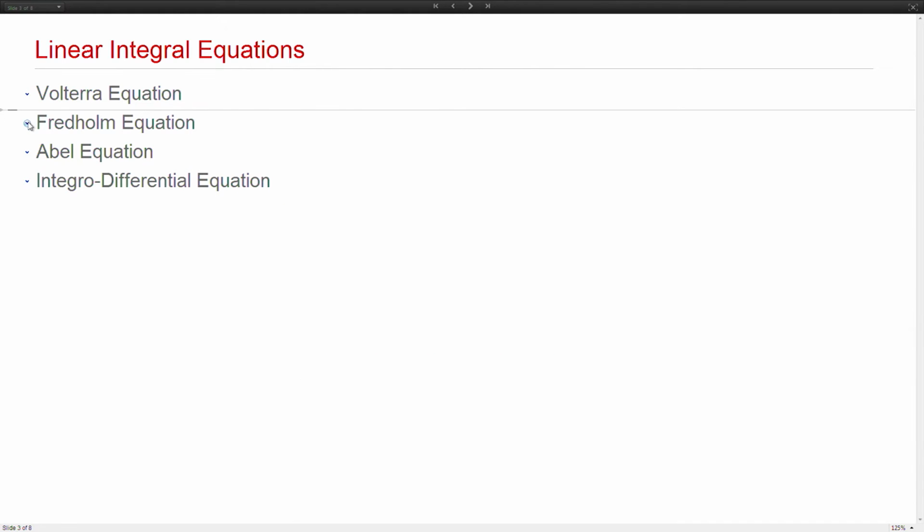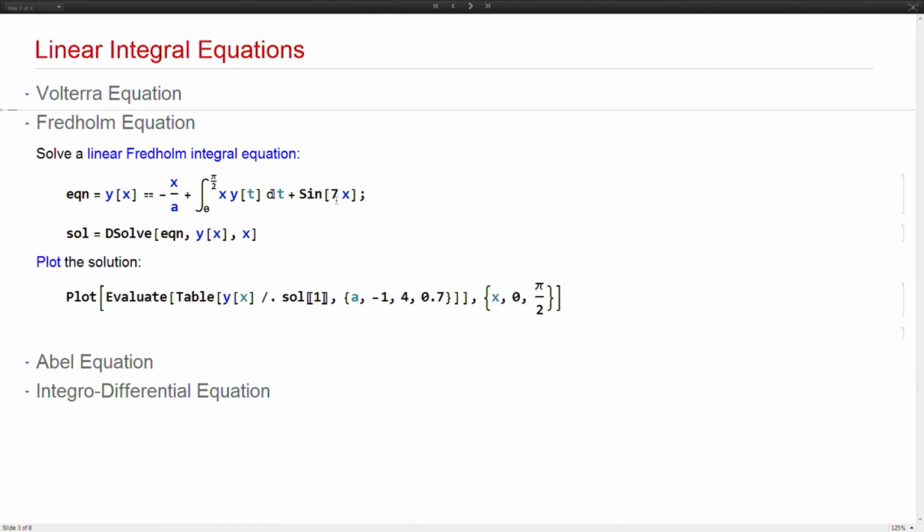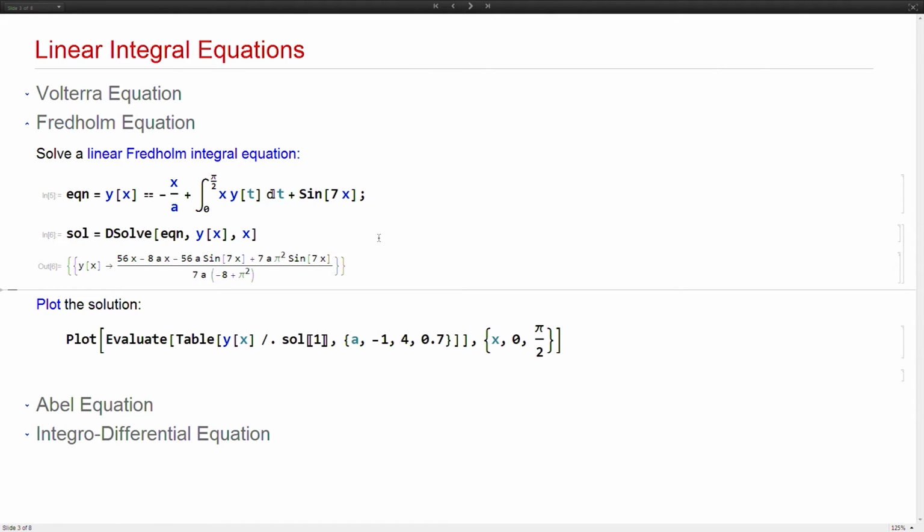Then we have the Fredholm equation, which is slightly harder to solve. So that's a Fredholm equation, and the telltale sign is that it's got an integral without an x in it. That's the Fredholm equation. Okay, so now, if I solve it, it's essentially a problem in linear algebra. We get a solution, and again, we can plot the solution. So this is as easy as pie now with the new DSolve functionality.